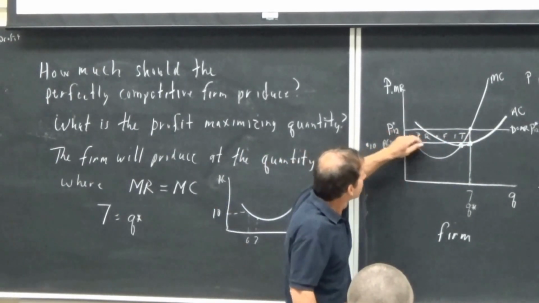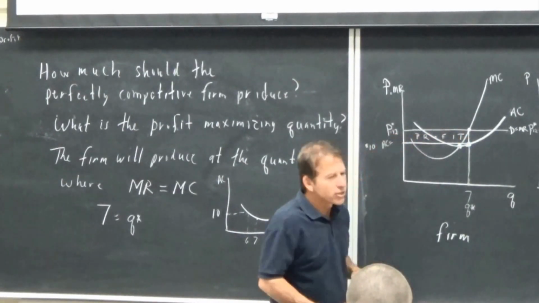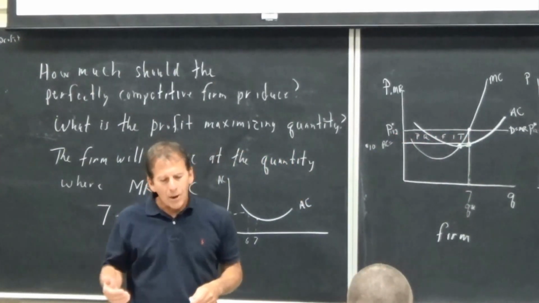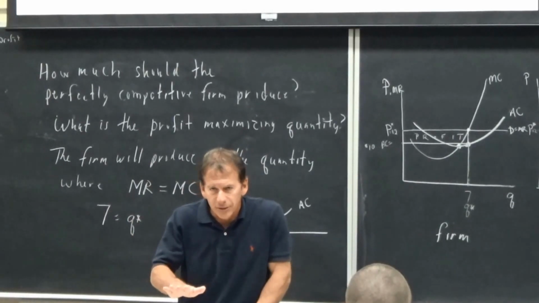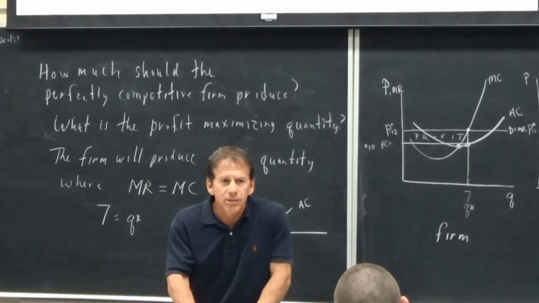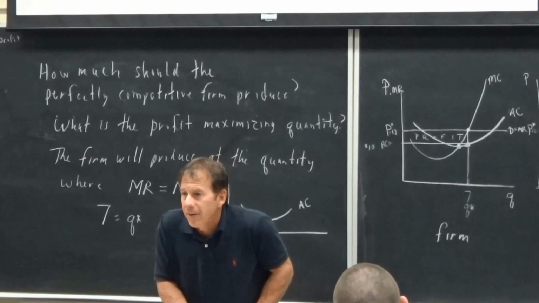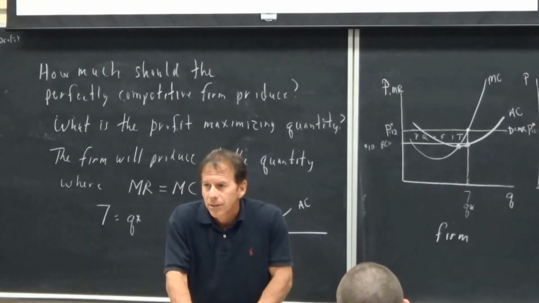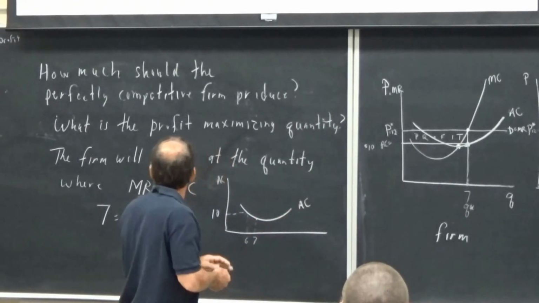Now, once I get this dot, I draw the line over and I show a profit area. So now, this is the short run picture. Everything I said to you is in the short run because in the long run there is no profit. That's one of the assumptions. Okay, so is everybody okay with this?